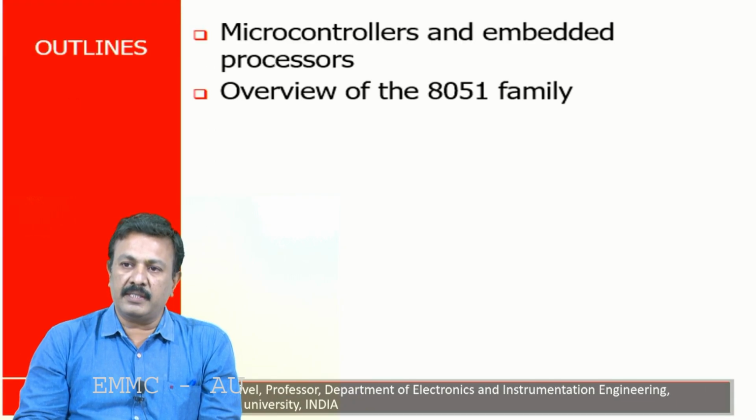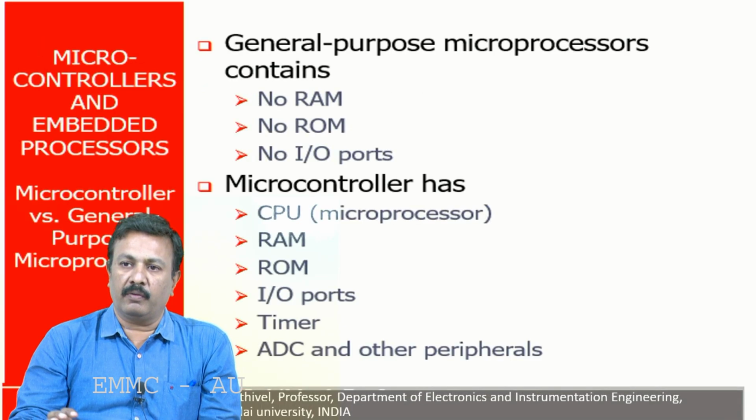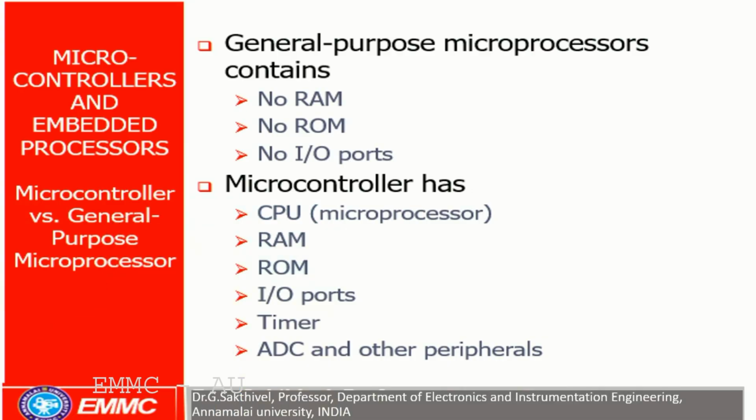In this lecture, we are going to discuss what a microcontroller and an embedded processor are, and an overview of the 8051 family. So, what is the main difference between the microprocessor and microcontroller? A microprocessor consists of CPU, ALU and some registers, then a control unit. These are available in the microprocessor, but it contains no RAM, no ROM, no IO ports, no serial port, no ADC, DAC. These peripherals are available as off-chip only.